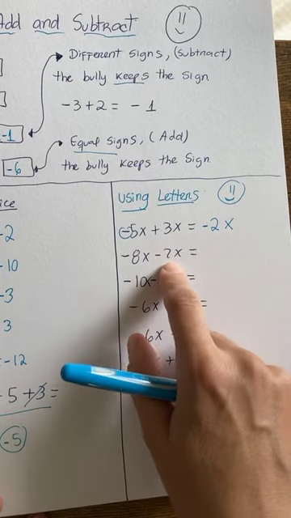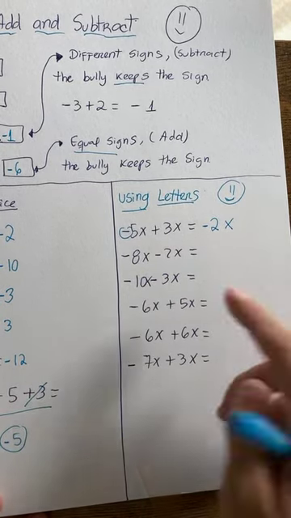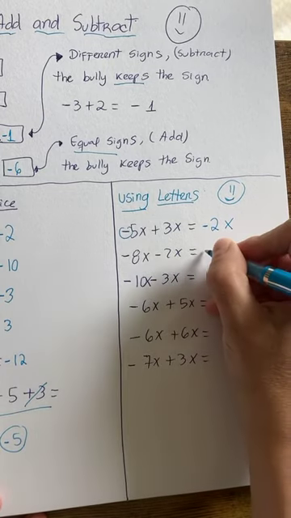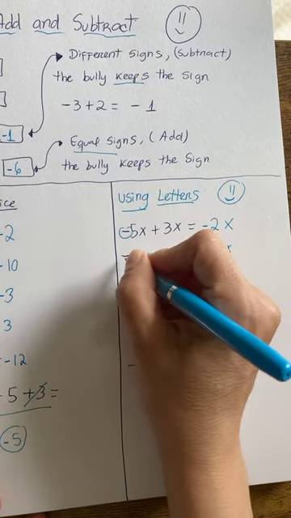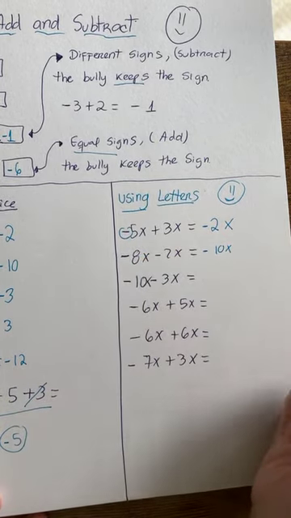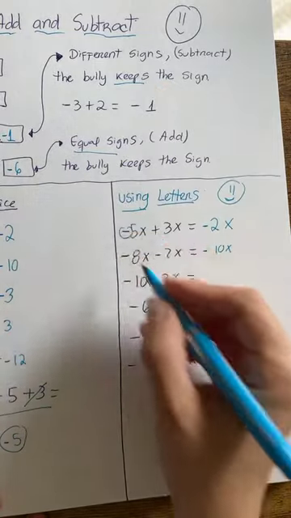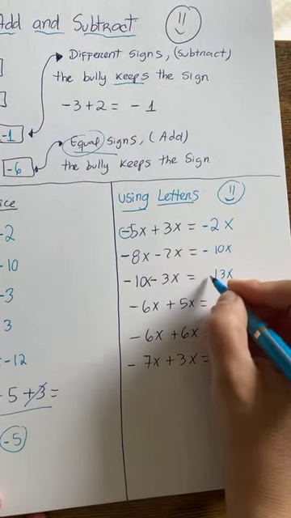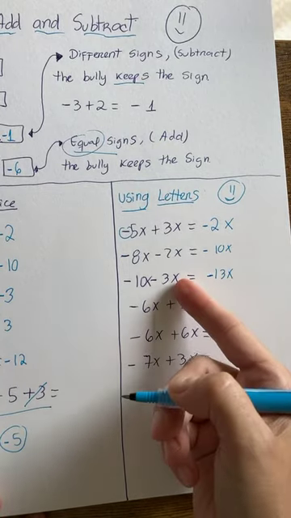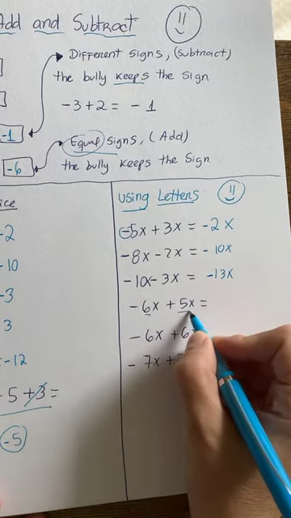Negative 8x minus 2x. Are they equal or are they different? They're equal, so I'm going to add. So this is the same as 8 and 2 is 10. And negative 8 is the bully. That's why you put a negative. Negative 10x minus 3x. Equal or different? Equal. So I'm going to add, and I'm going to put negative because negative 10x minus 3x is negative 13x.